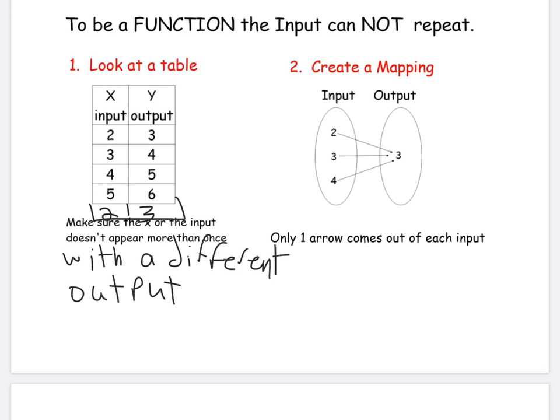If there was another output in there and the arrow came from the 2 to that output as well as to the 3, it would not be a function, because when you put in a 2 in the input, you would get a 3 or the other output value. But the one that you are looking at here is a function because each input only has one arrow pointing to its corresponding output.